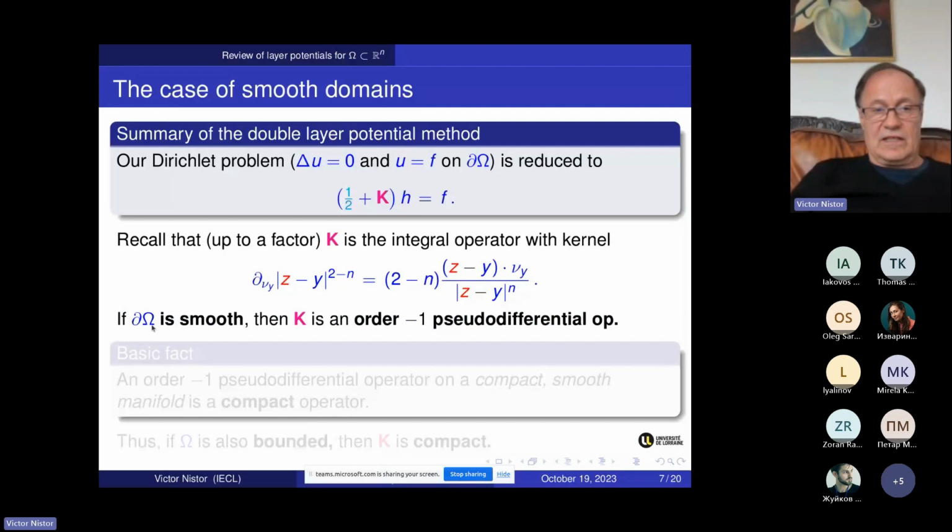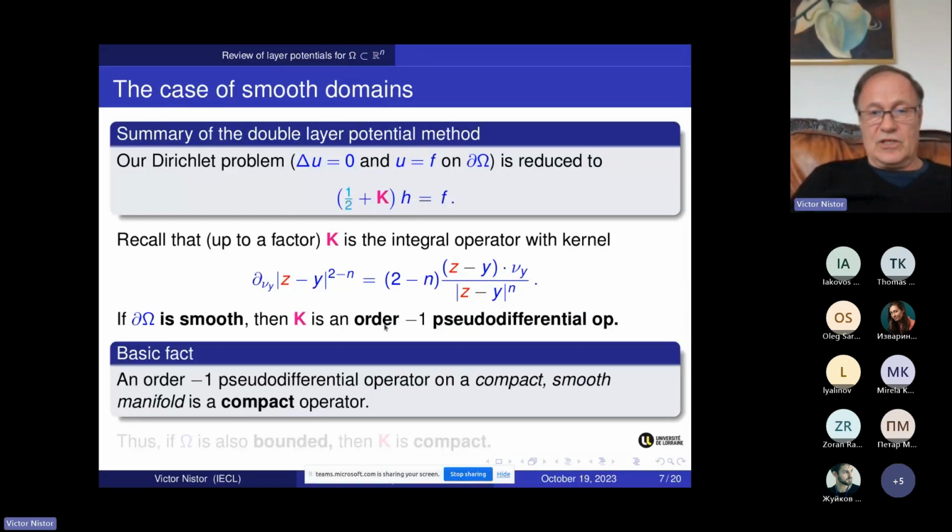And what this means is that if the boundary is smooth, then k is an order -1 pseudodifferential operator. So without that additional vanishing, we would not get that. So that in particular means that if the boundary is not smooth, this method will not work as easily as in the smooth case. Okay, and then we'll use the fact that an order -1 pseudo-differential operator, in our case this capital K, on a compact smooth manifold is a compact operator.